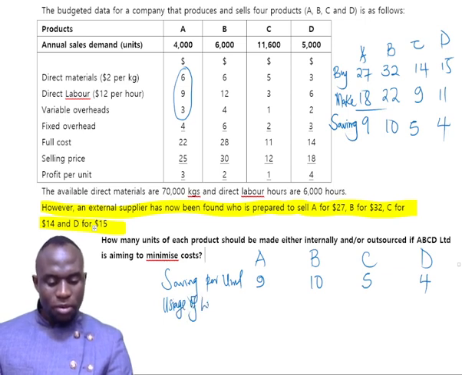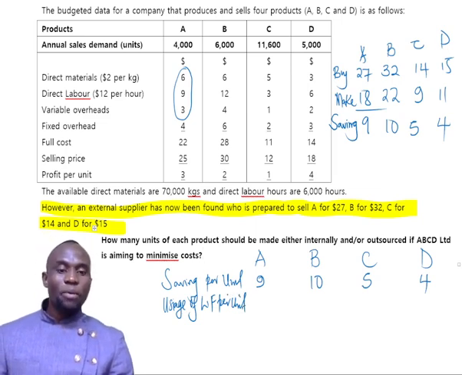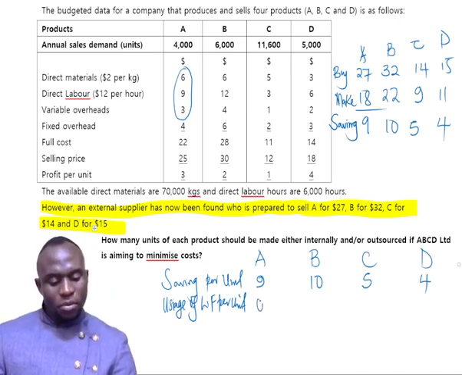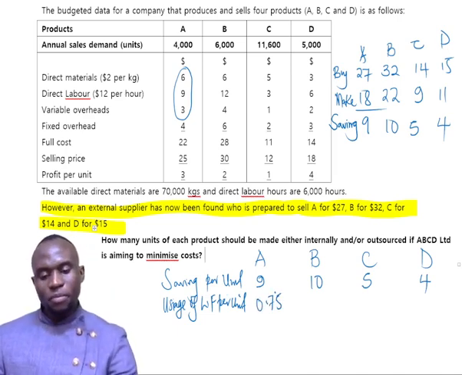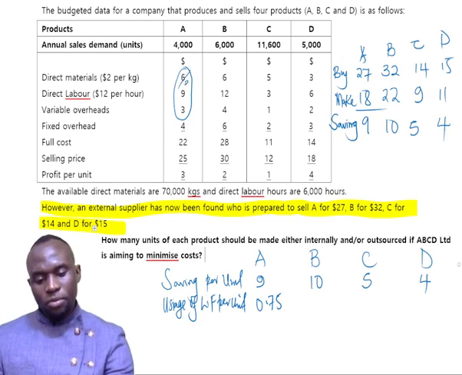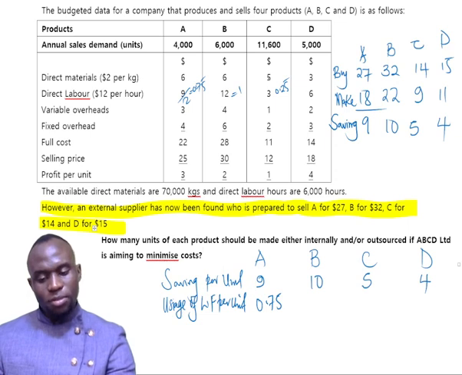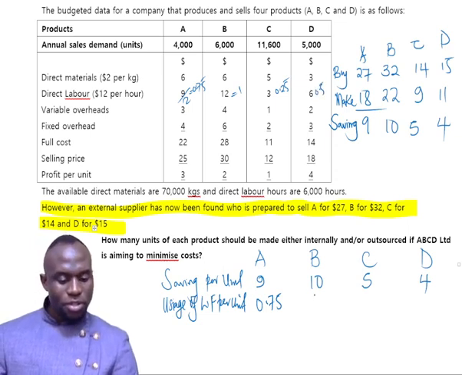Then what is the usage of the limiting factor per unit? It is the same thing. Labor hours is the limiting factor, and the usage, if we make product A, we use 0.75 hours. It is 9 divided by 12. We get 0.75. 12 divided by 12 is 1. This is 0.25. And finally, 6 divided by 12, 0.5. So this is 1. This is 0.25. And finally, this is 0.5.